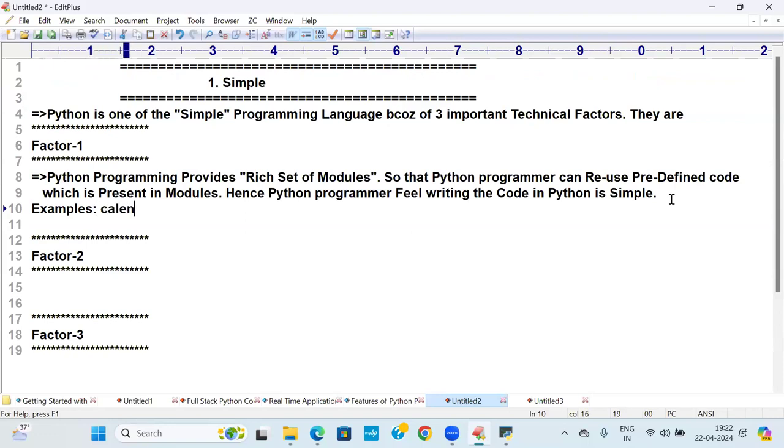Don't try to beautify. Come on. Calendar, comma, math. Next what? Random. Like that. I will tell you so many modules in the class. Like what? Beautiful modules, I'll tell you.